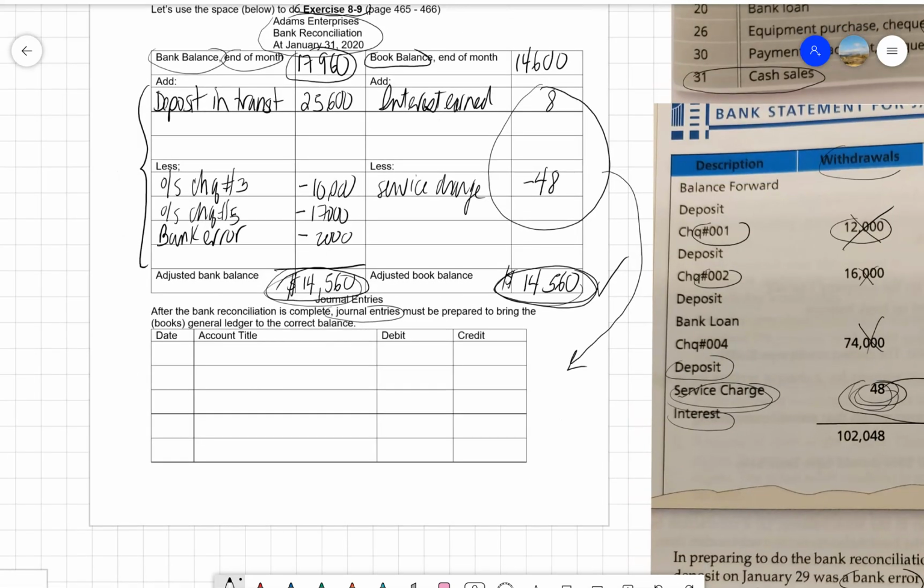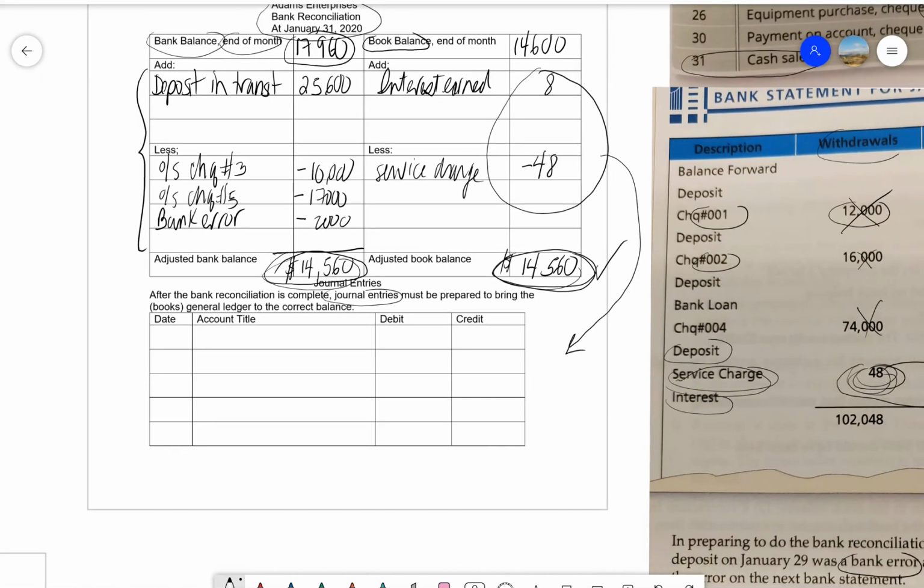Now remember, the interest earned is going to increase cash. The service charge will decrease cash. So let's go do these two journal entries then. On January 31st, after we do the bank reconciliation, we've got to do journal entries, but only the journal entries on the book side. And so in order to get our cash from 14,600 to 14,560, we're going to do the first journal entry by debiting cash for $8 and then recording the interest revenue of $8.